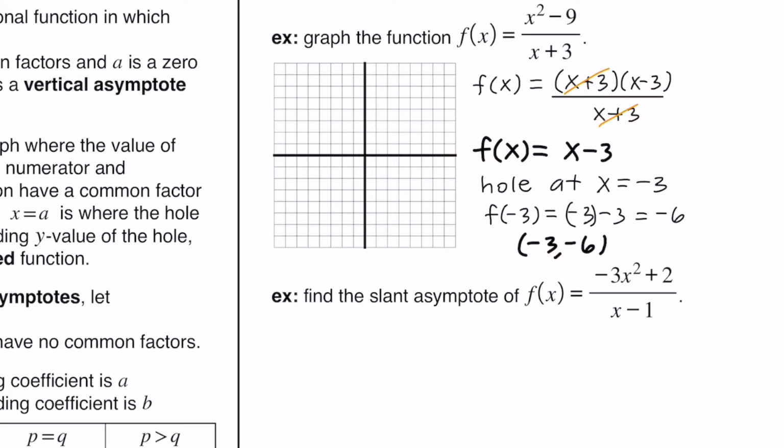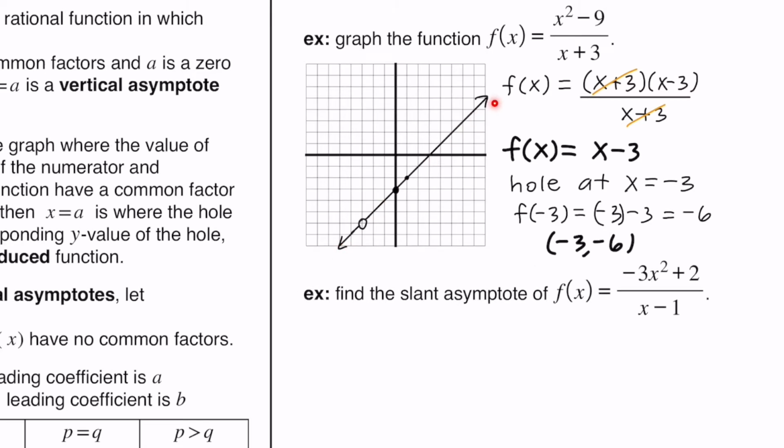It's a straight line. The y-intercept is negative 3, so I just put a dot on the y-axis. And the slope is 1, so we're going to go up 1, right 1. So here's our line for f of x, but then again, we have a hole at x equals negative 3. So here's our graph. We have the straight line, f of x equals x minus 3, and then you can see right here at x equals negative 3, there's a hole.